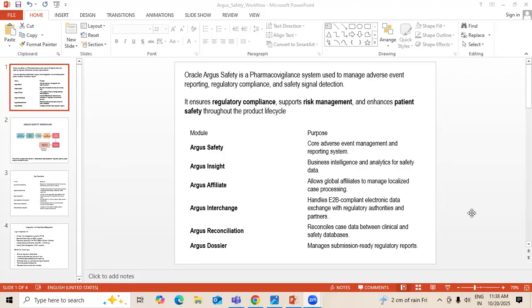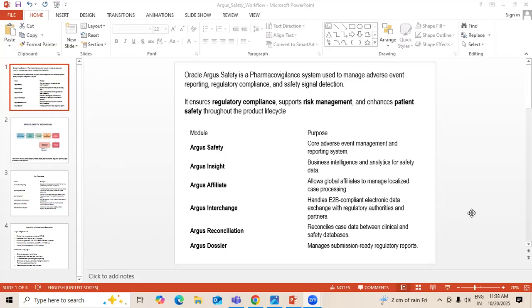When it comes to the dossier, it is an important module to manage submission-ready regulatory reports, so Argus Dossier is used for that. These are the major modules we see in Argus. As far as learning is concerned, it depends on the requirement of an individual or a group of people we are working with. Whichever modules are related to us need to be chosen accordingly.